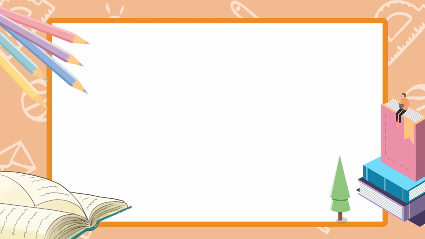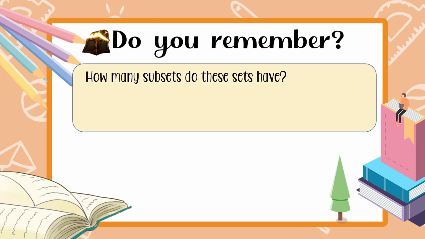Pero, recall muna natin yung mga napag-usapan natin sa last na video. How many subsets do these sets have? So we have set A, elements red, blue, and yellow. So, ilan daw ang subsets niyan?